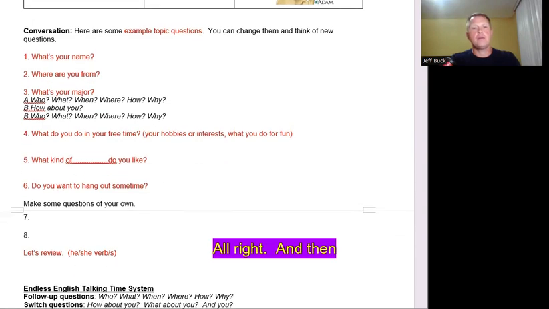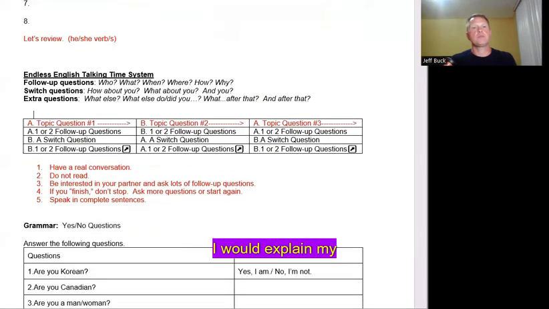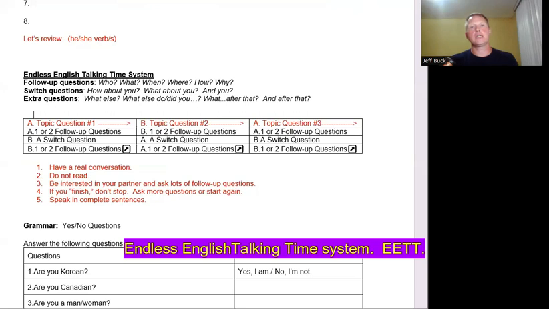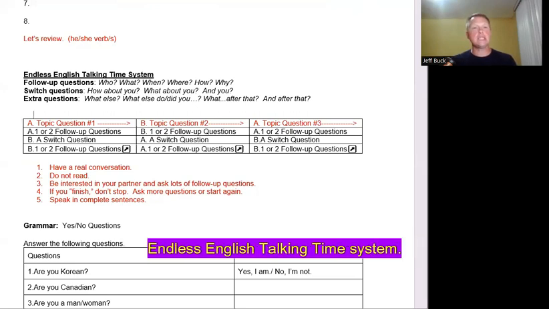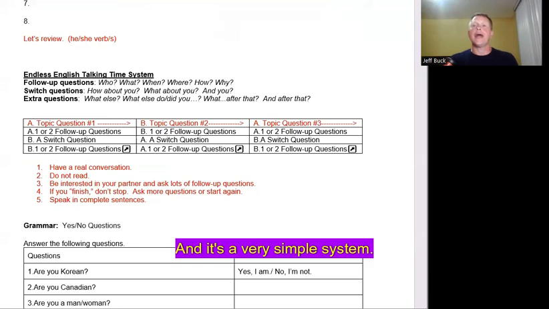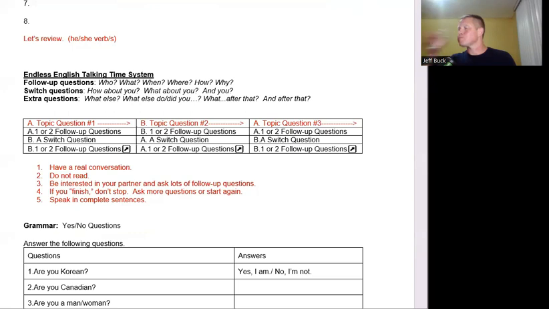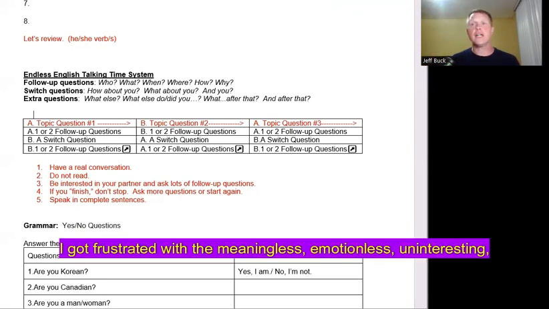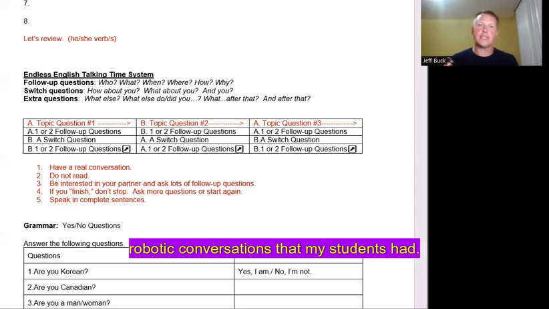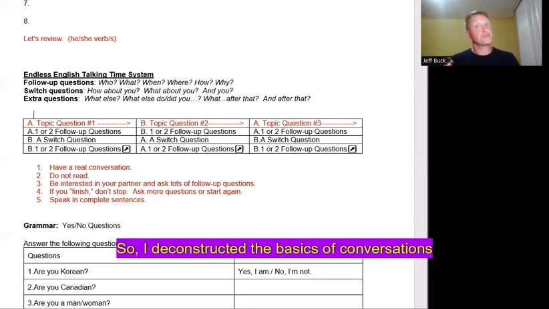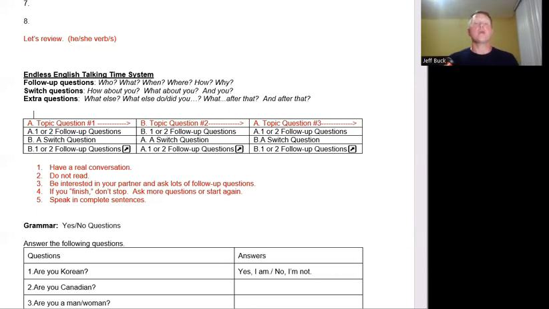All right. And then I would explain my endless English talking time system, EETT, endless English talking time system. And it's a very simple system. I got frustrated with the meaningless, emotionless, uninteresting robotic conversations that my students had. So I deconstructed the basics of conversations and came up with this.